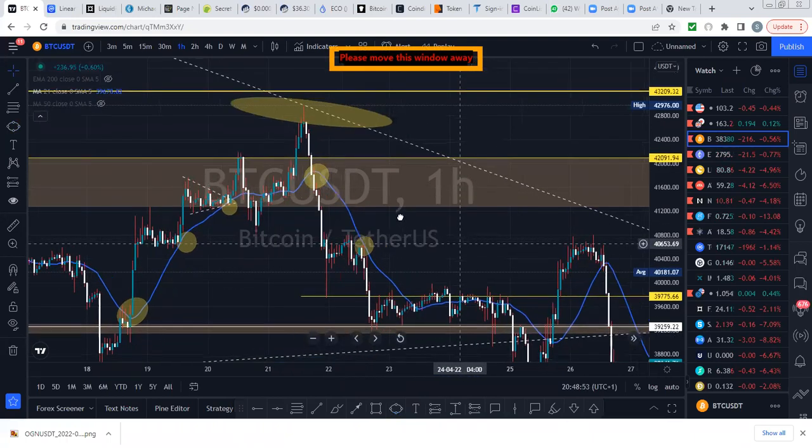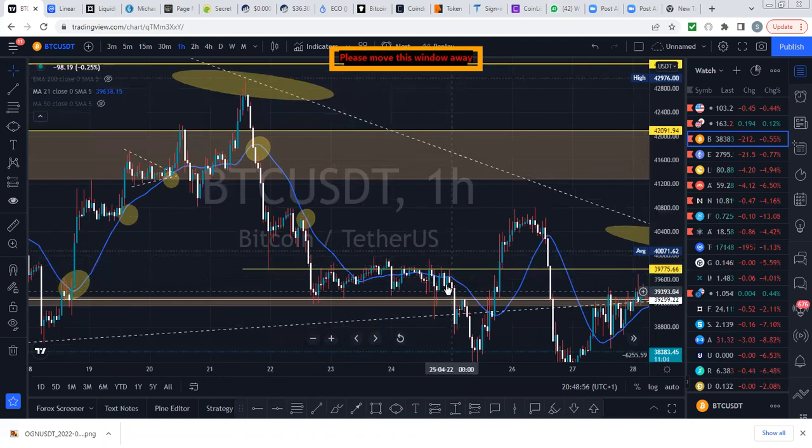Then before now, price started moving sideways here. Price started ranging until we have a breakout. Look at where the breakout occurred.